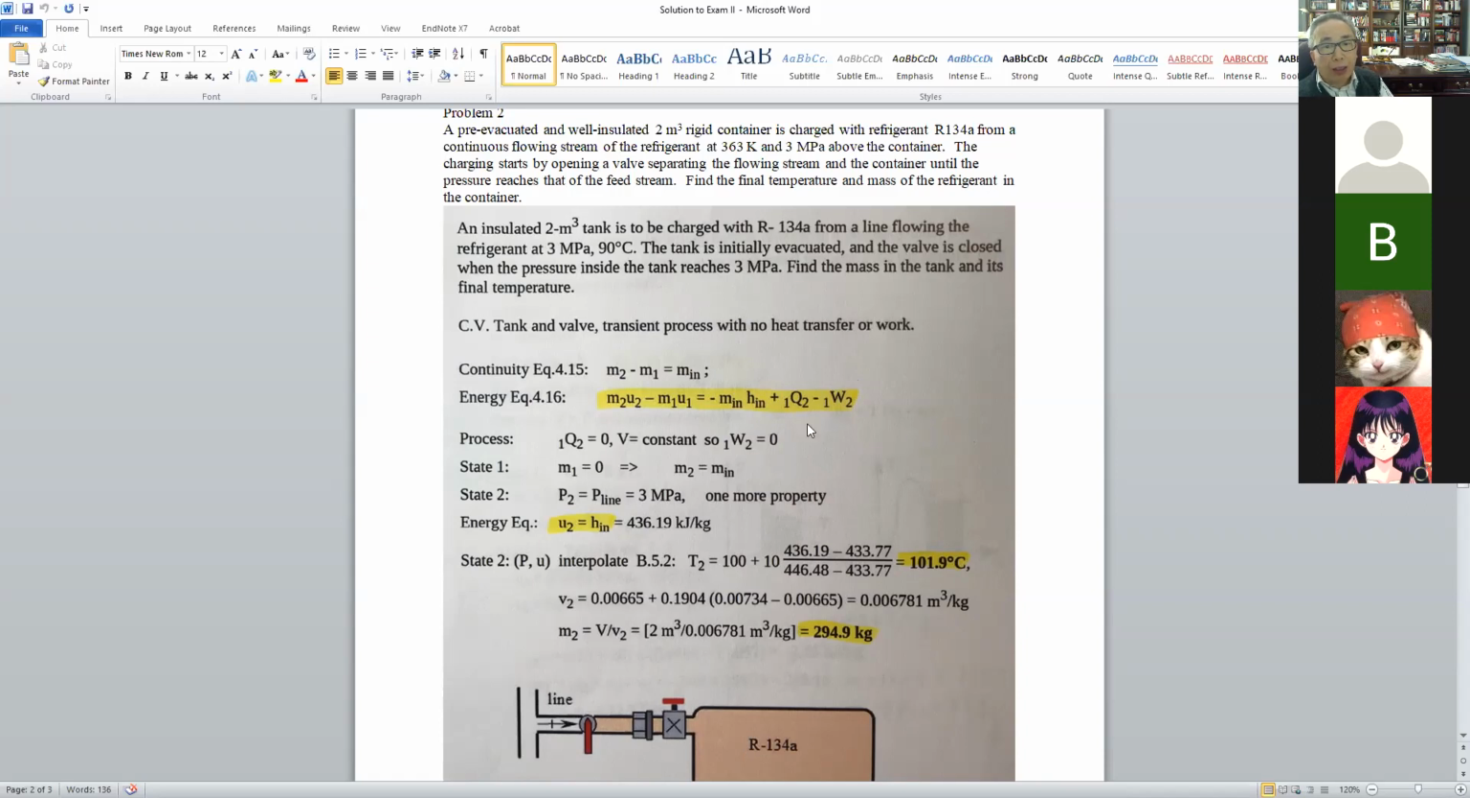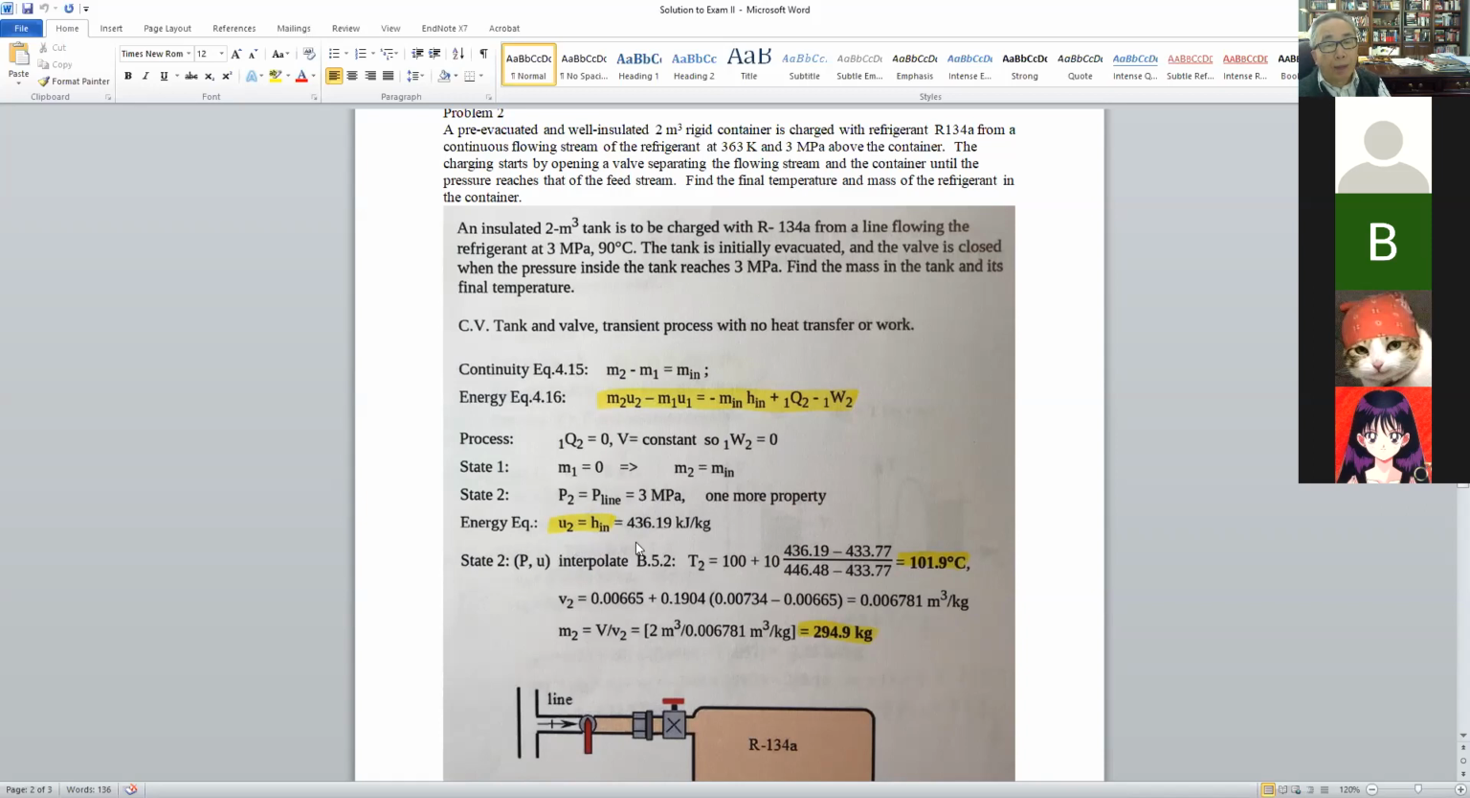After you eliminate these two terms, you look at the right-hand side. At time one, there's nothing in there. So M1 is 0. This term drops out. So we only have this term and this term left. The resultant equation becomes very simple: U2 equals H in. Unsteady state is a very complicated process, but it turns out the governing equation can be reduced to a very simple form.